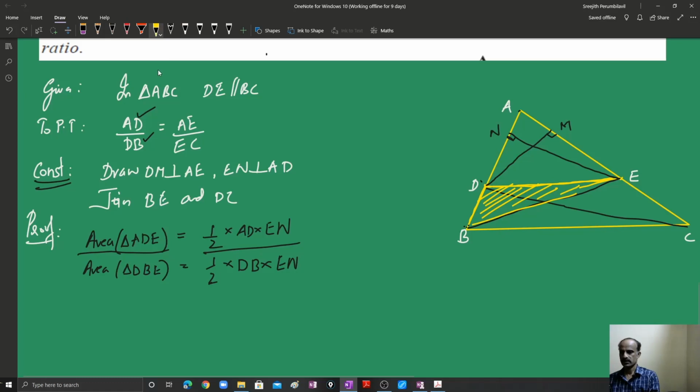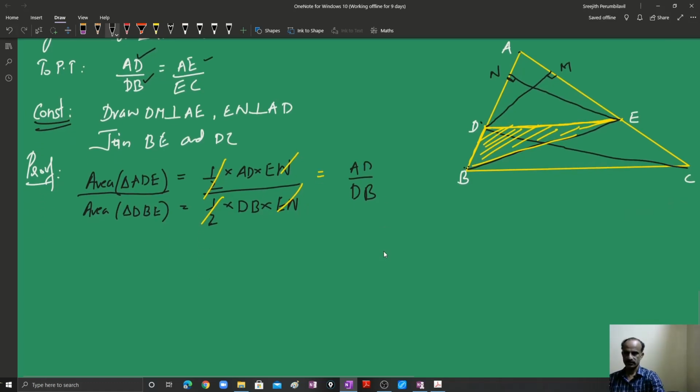Now dividing these two things, half and half cancel, EN and EN cancel. What comes is AD divided by DB. So we got this part. Now we come to the next part. What is the next alphabet? AE. Is there any triangle with AE as the base? That is nothing but ADE.